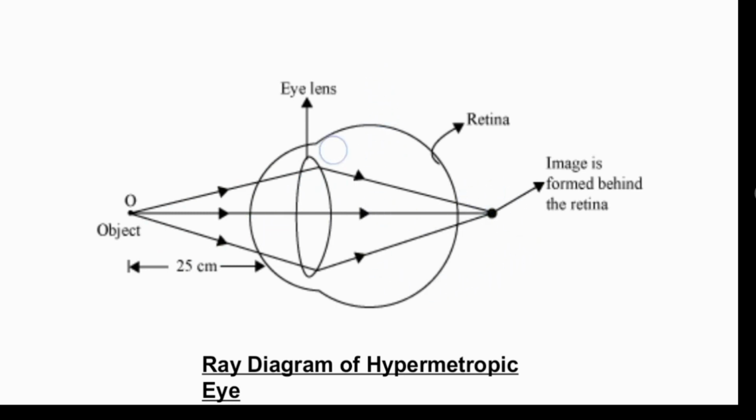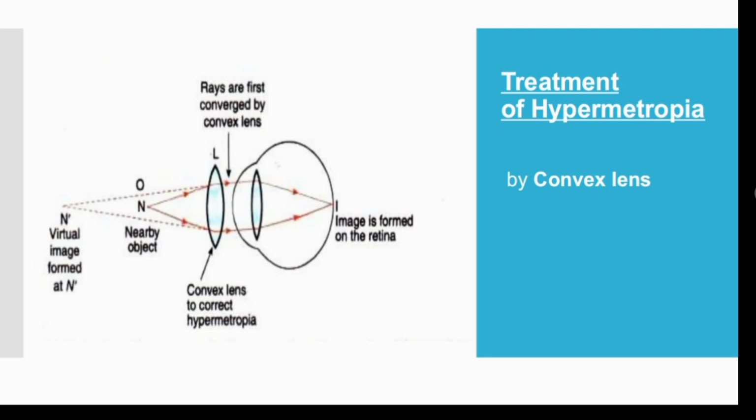So either the eyeball size is shortened: you can consider that this was the normal length of the eye, light rays focus over here, but the eyeball becomes shortened. Or the other concept is that the power of the eye is so low that it does not converge these divergent rays on time. Now, how can we treat hypermetropia? We can treat hypermetropia with a convex lens, because convex lenses are converging lenses and have the ability to converge more. I have already told you that in hypermetropia the power of the eye is reduced.